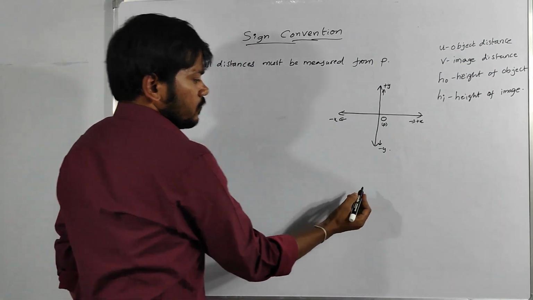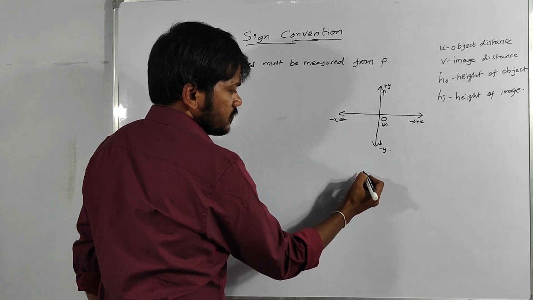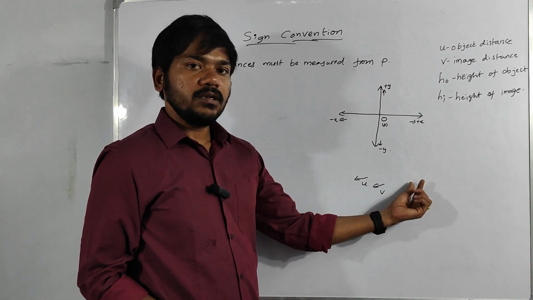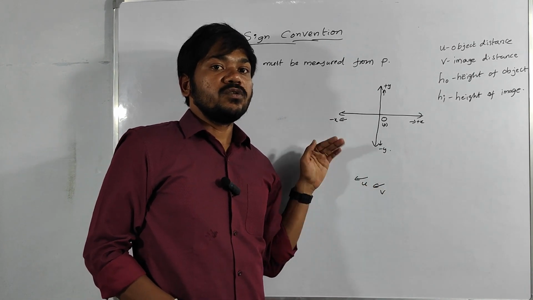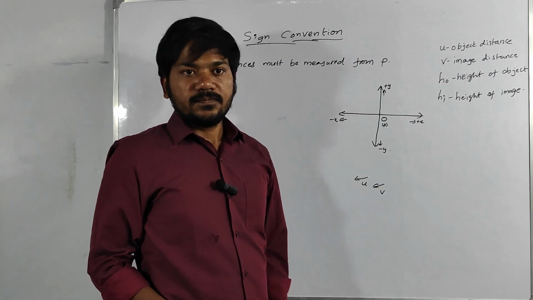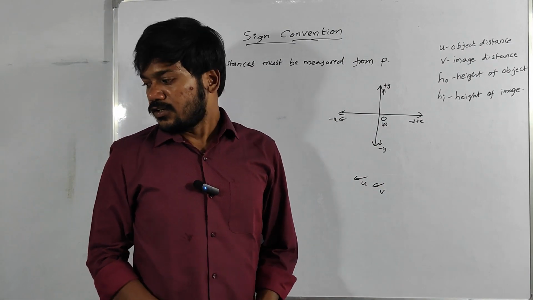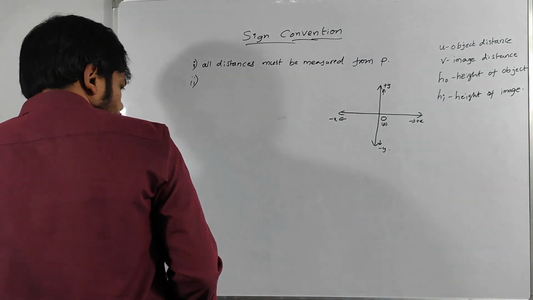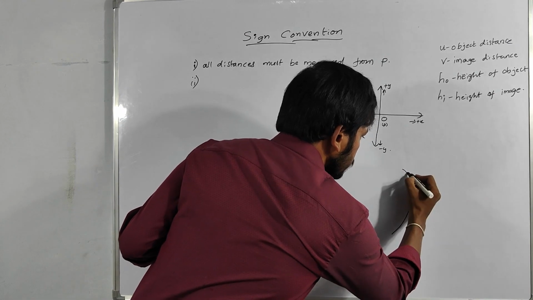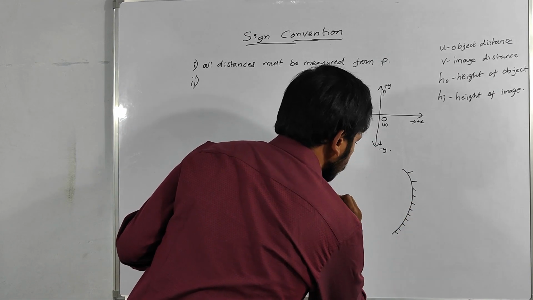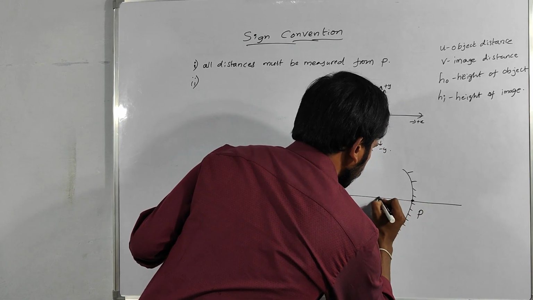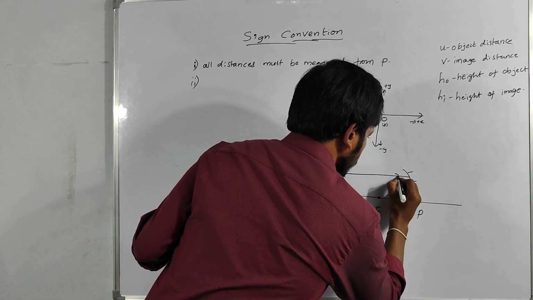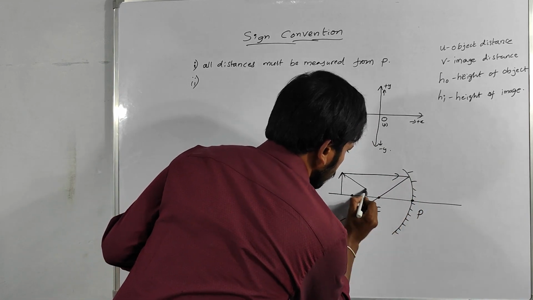See, in the previous case we have seen that u is negative as well as v is also negative, because from the pole they were in the opposite direction to the incident ray, parallel to the principal axis. Clear, no? Let me draw an example here to avoid confusion. Pole, focus, center of curvature. I'll take it beyond. See, you can take any case of image formation, no problem.